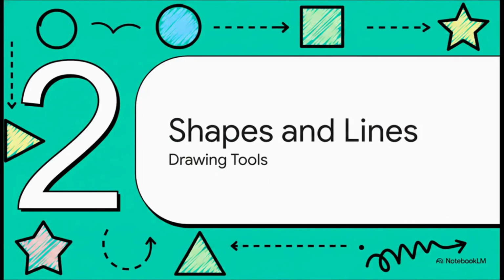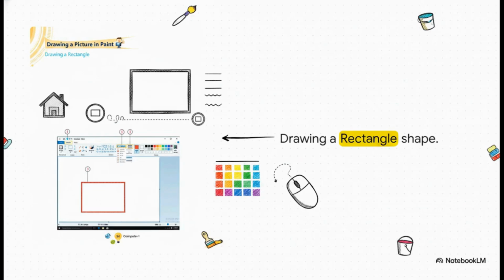Moving right along to Section 2, Drawing Shapes and Lines. Here is our step-by-step guide for drawing a rectangle. Let's walk through all 5 steps. Step 1, click on the Home tab. Step 2, in the Shapes group, click on the Rectangle tool. You can select an outline type if you need one. Step 3, select your line thickness from the Size button. Step 4, in the Colors group, pick any color you want.